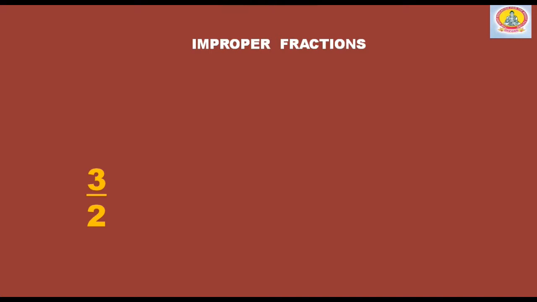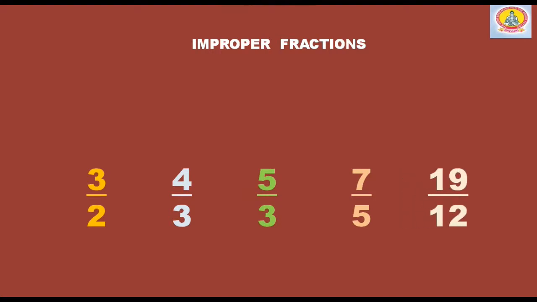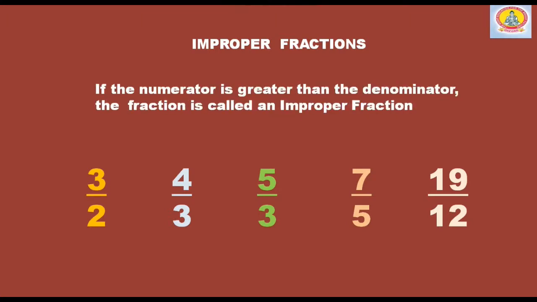Improper fractions. See the examples: 3 by 2, 4 by 3, 5 by 3, 7 by 5 and 19 by 12. In these fractions we can notice that the numerators are greater than the denominators. If the numerator is greater than the denominator, the fraction is called an improper fraction.